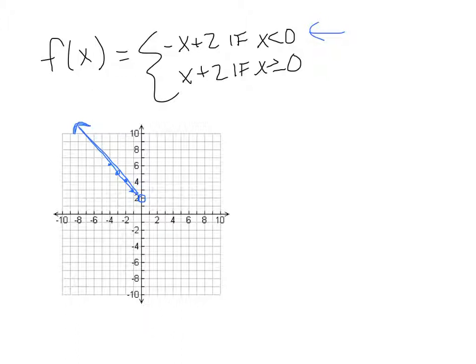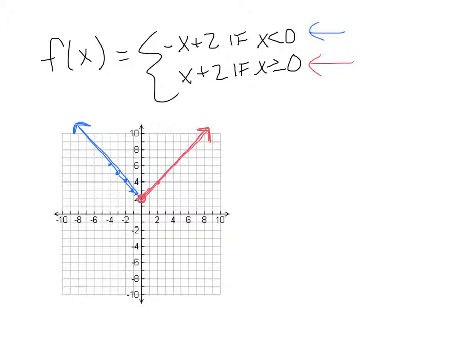Now the second part does include 0, so when I use this one, the y-intercept is going to have a closed circle. So it looks like the y-intercept is 2. I go up 1, over 1, up 1, over 1, up 1, over 1. And there's our piecewise function. That should look familiar to you. That's actually an absolute value function.